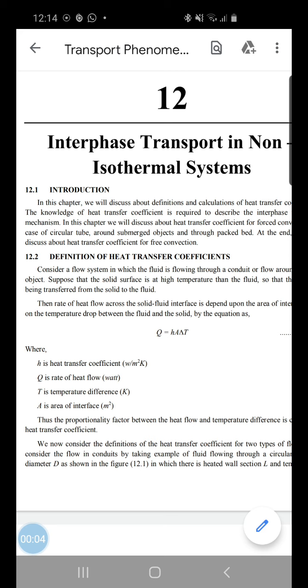We have discussed up till now thermal conductivity, the various modes of heat transport, conduction, and the temperature distribution profile in solids and in laminar flow. Today we are going to discuss the last topic about heat transport: interface transport in non-isothermal systems.